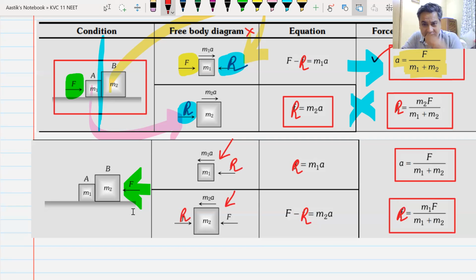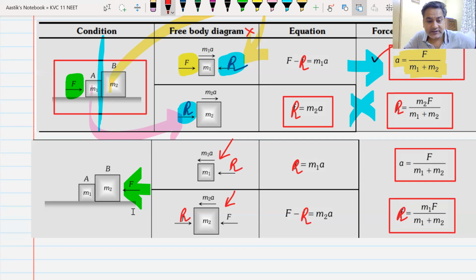Again, why am I not telling you to draw the free body diagram? Because you will not get enough time to do that. Right? Shall I move on to the next case?